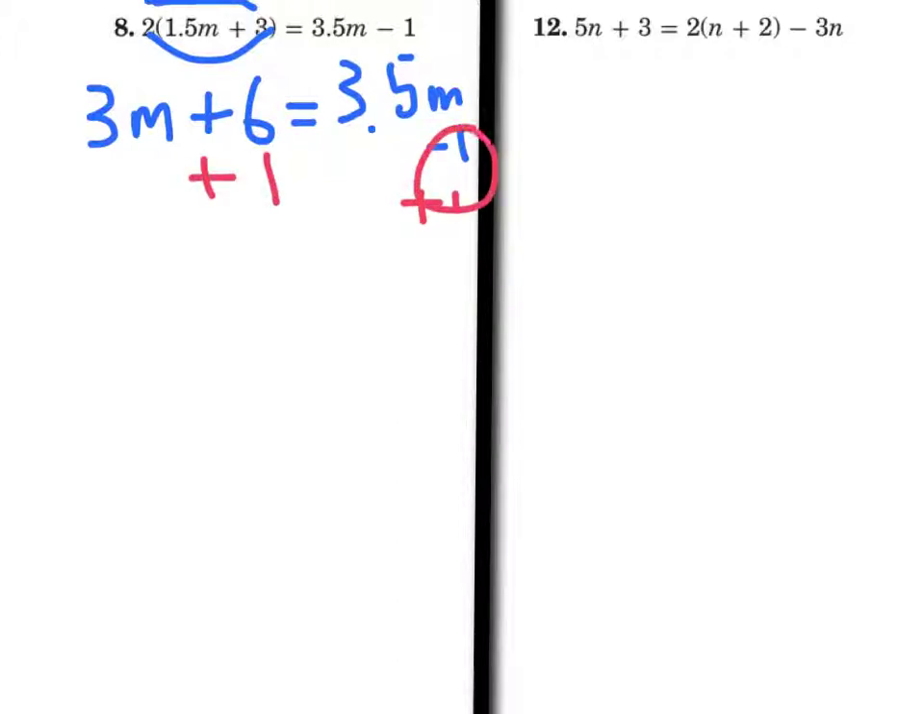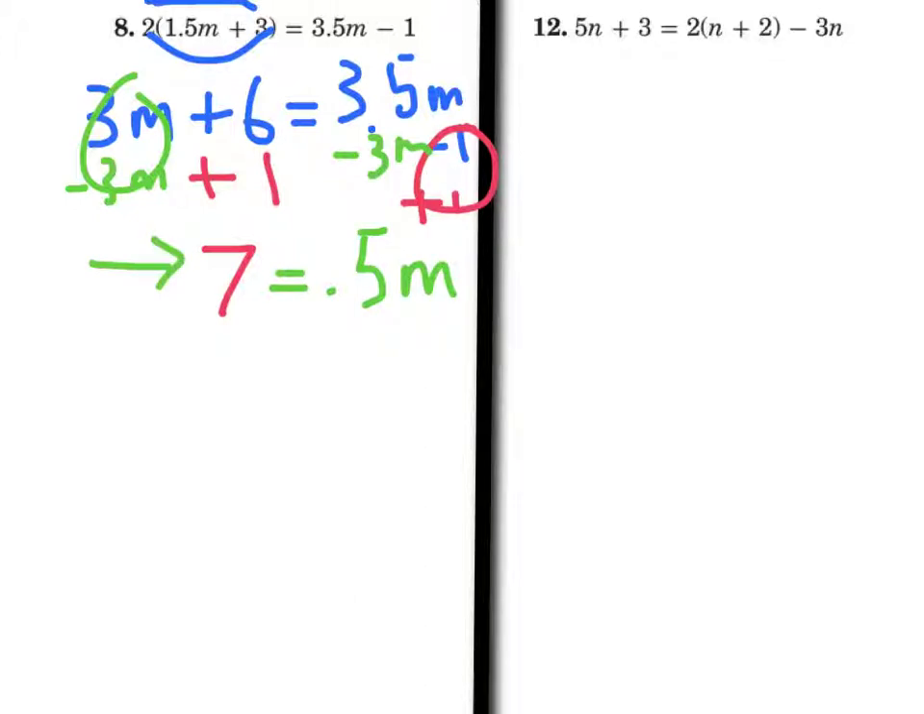That turns that into a 0, turns this into a 7. At the same time, what I'm going to do is subtract 3m from both sides. Turns that into a 0, turns this into 0.5m. So here is my new equation.